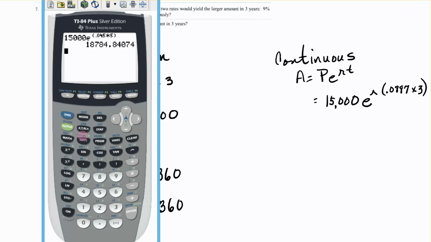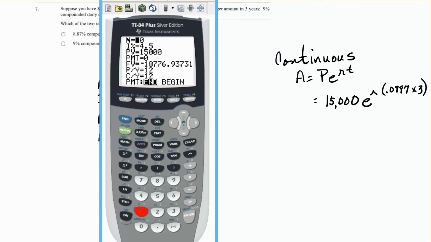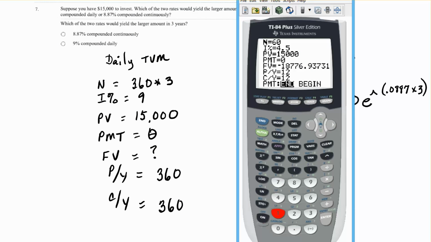All right, let's do apps, finance, TVM solver. I have 360 periods per year for 3 years, so 360 times 3. I have a nice big interest rate of 9%. 15,000, which happens to be the number I already had in there. No payment. Future value we skip. Payments per year, periods per year is 360.